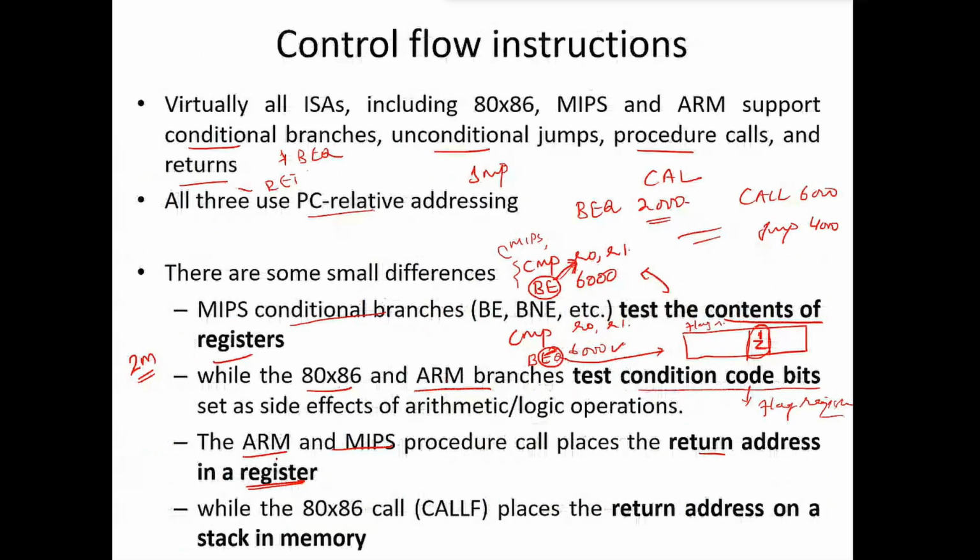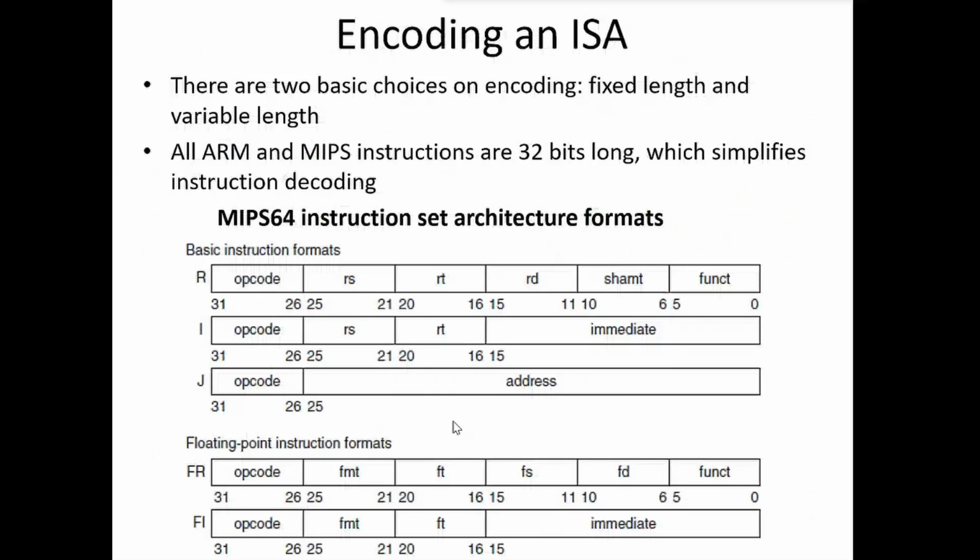So this is what they are saying. ARM and MIPS procedure calls place the return address in a register. But in case of 8086 or Intel, it places the return address in the stack of the memory. So these are a few differences with respect to control flow instructions between 8086 and the MIPS and ARM architectures. Keep this part in mind. This is a very important part. I think I will continue this in tomorrow's class.